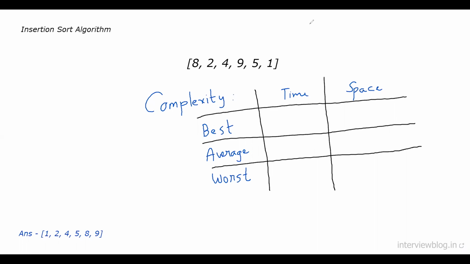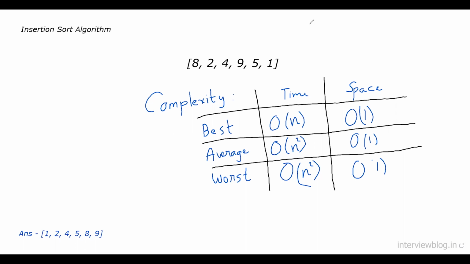So the best case time complexity of our algorithm tends to be big O of n, and the average case time complexity of our algorithm tends to be big O of n square, and the worst case time complexity also tends to be big O of n square. The space complexity of our algorithm tends to be big O of 1 in best, average, and also in worst case. So why is the space complexity constant? Because we are not using any extra data structure. The tentatively sorted list is maintained in the same original list. So we don't use any extra space, and our space complexity tends to be big O of 1.